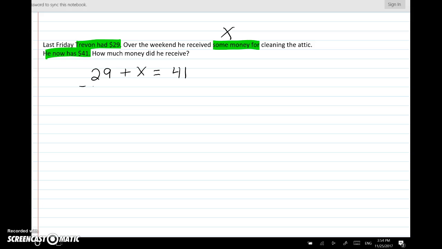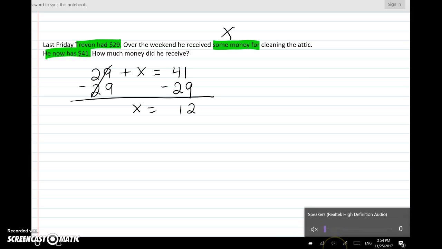So when I solve this, subtract 29 from both sides. My 29's simplify down to 0. And X equals 12. Now, 12 isn't just my answer. I need to write $12.